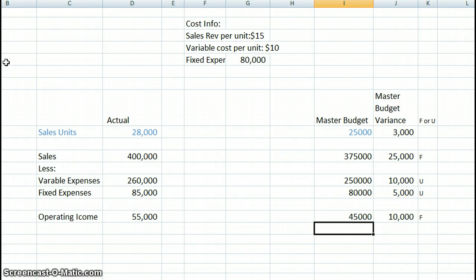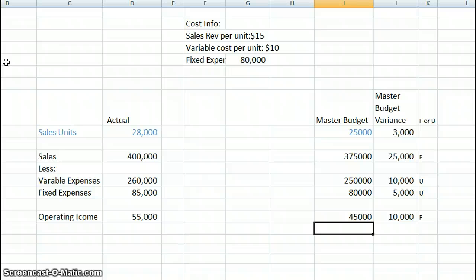So we look pretty good. We had a favorable variance in sales. We did come out unfavorable on variable expenses and fixed expenses. However, we came up $10,000 in profit more than we budgeted for. So this is great. However, this is not really a good comparison because our master budget was for 25,000 units and our actual sales units were 28,000.